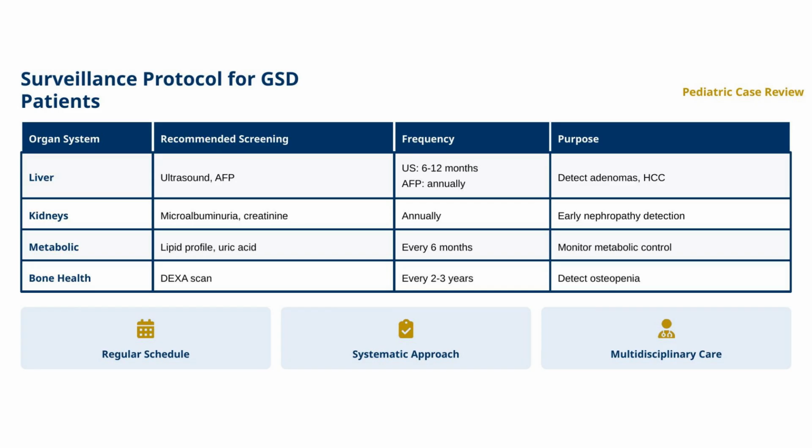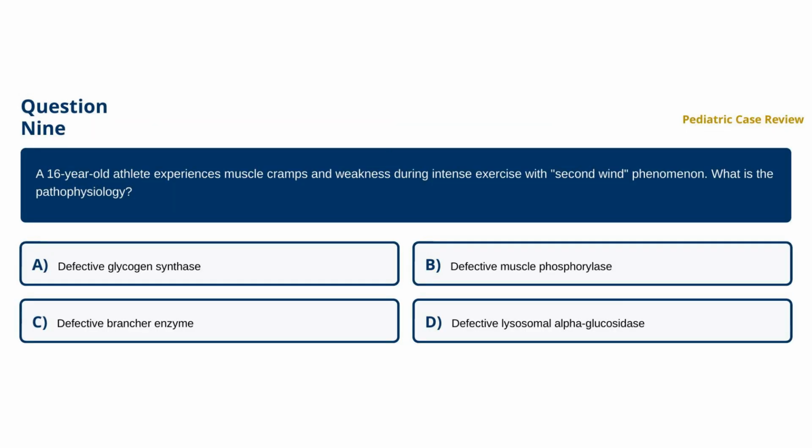A 16-year-old athlete experiences muscle cramps and weakness during intense exercise with second wind phenomenon. What is the pathophysiology? Option A, defective glycogen synthase. Option B, defective muscle phosphorylase. Option C, defective brancher enzyme. Option D, defective lysosomal alpha-glucosidase. Consider the classic presentation of exercise intolerance with the characteristic second wind phenomenon. Think about which enzyme deficiency specifically affects muscle glycogen breakdown during exercise and leads to this unique clinical pattern.